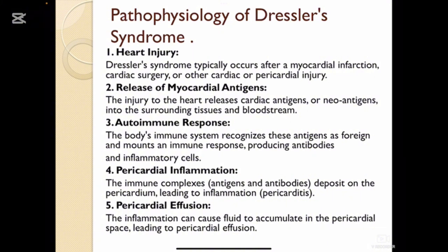Autoimmune response: the body's immune system recognizes that antigen as foreign and mounts an immune response, producing antibodies and inflammatory cells. Pericardial inflammation: the immune complexes of antigen and antibody deposit on the pericardium, leading to inflammation, or pericarditis. Pericardial effusion: that inflammation can cause fluid to accumulate in the pericardial space and lead to pericardial effusion.